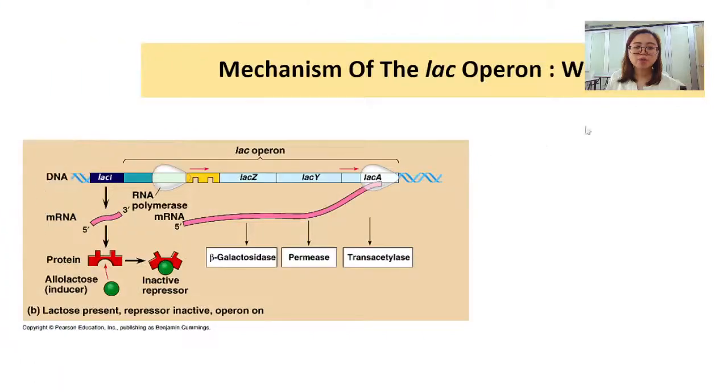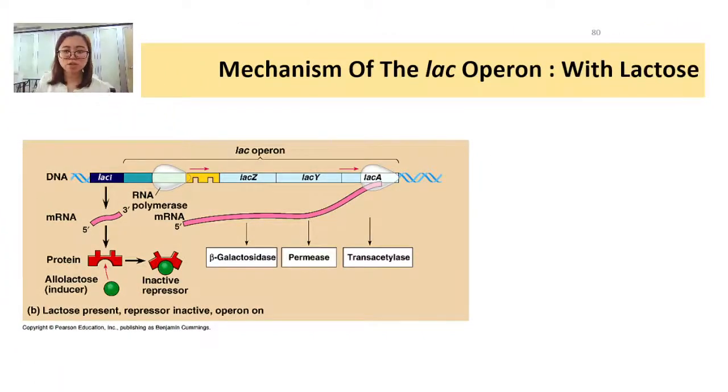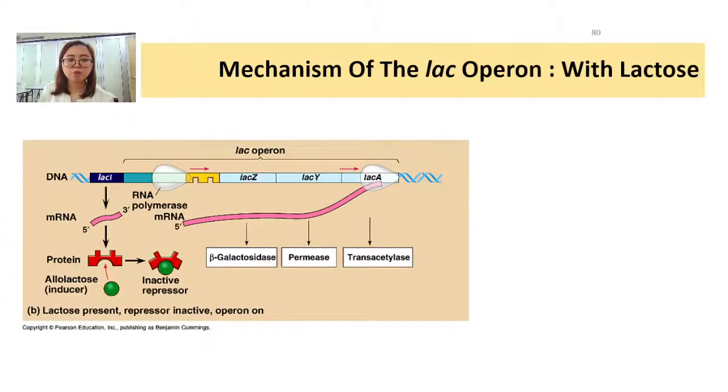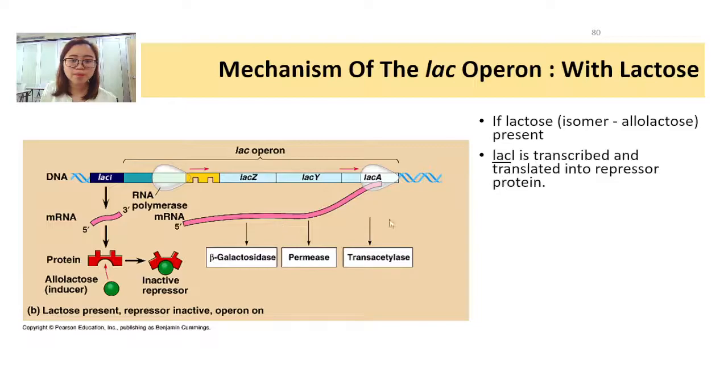What happens when we do have lactose? Okay, mechanism of the lac operon with lactose, it will look like this. If the lactose is present, some of the lactose will turn into its isomer, which is allolactose. Allolactose adalah isomer, bermaksud dia lactose juga, cuma susunan molekul dia berbeza sedikit. Okay, sesetengah lactose akan diubah menjadi allolactose.